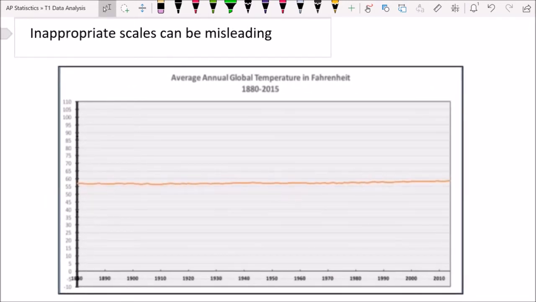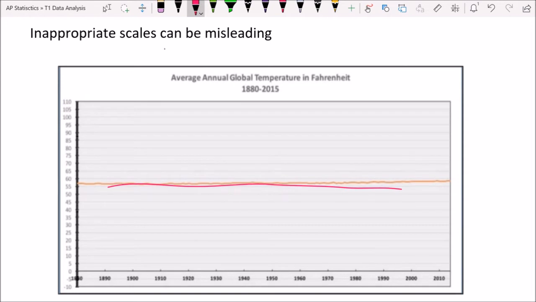This graph is a true graph of average annual global temperature in Fahrenheit. But it is misleading though. If you glance at this graph, this line looks like it's flat. It doesn't look like it's trending upward. And so someone could put this graph up and say, see, global warming's a hoax, temperature's flat. Look, it's not even going up.